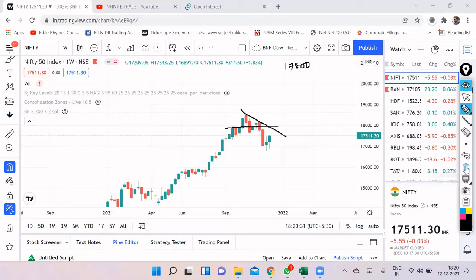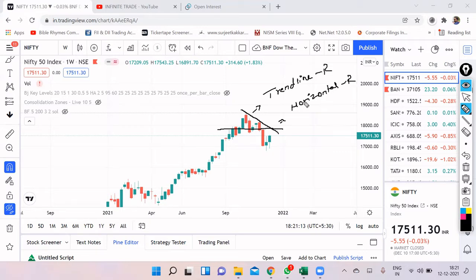So we will draw a resistance line somewhere here. Let me just quickly draw that again. There is a trend line, something like this. It isn't that clear, but you need to touch both the wick of this candle, and there is a line somewhere here. Why I'm drawing this line is because both are resistance. This is a trend line resistance, and this is our horizontal resistance.